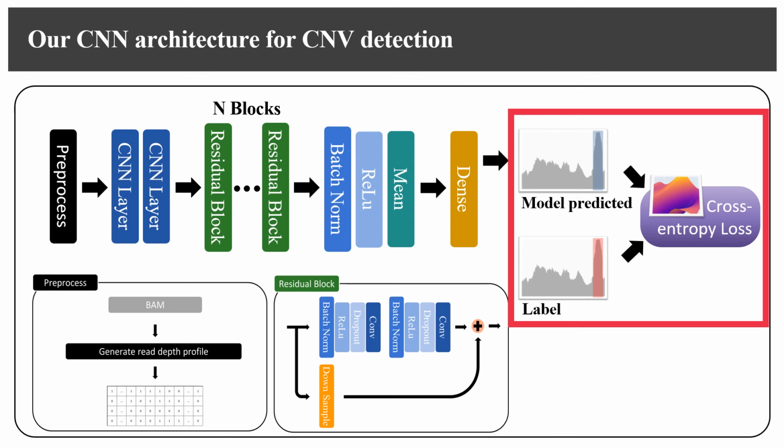After all these processes finish, the cross-entropy loss of the predicted values versus the actual label data is calculated. Based on this cross-entropy loss, backpropagation updates the weights of this model as shown in the red square box of the figure.